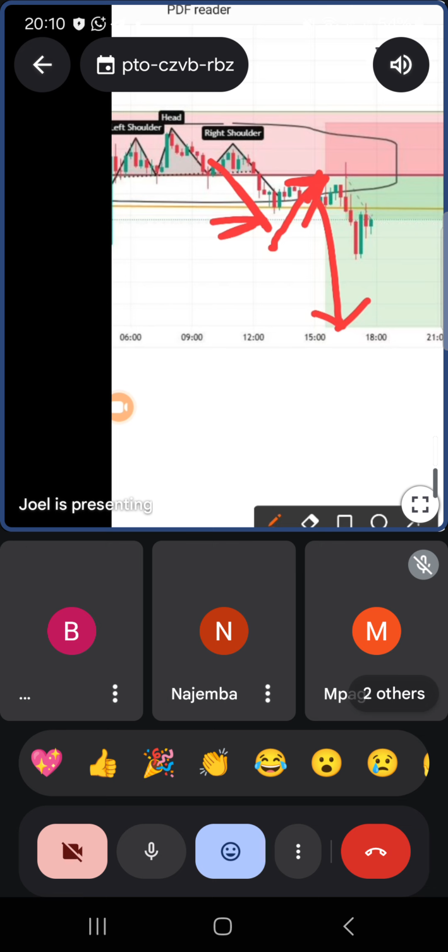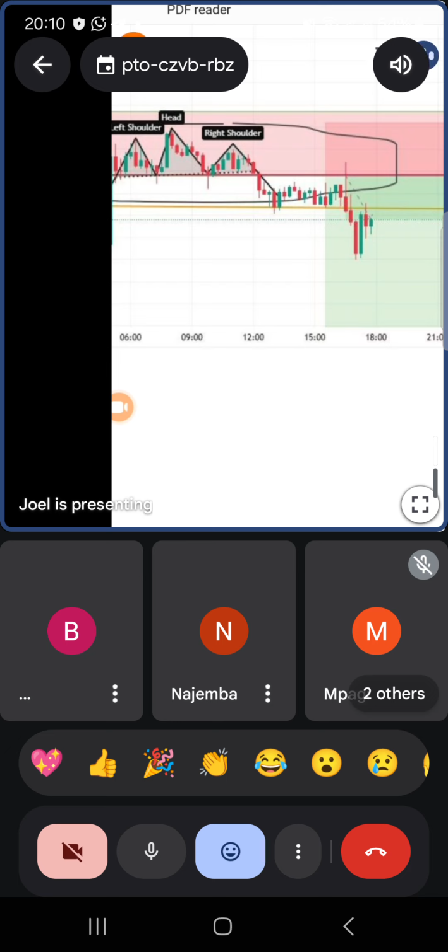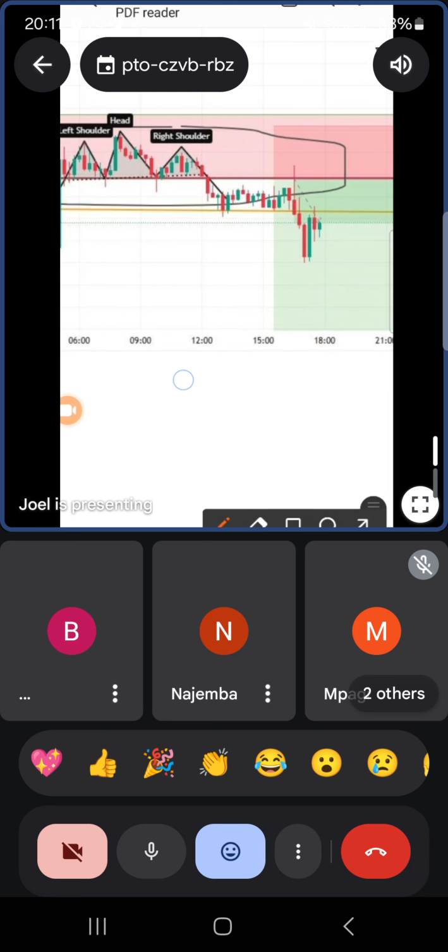So basically, this is how you trade double tops and inverse head and shoulders. Price will break the neckline and come back to the neckline, and before it touches the neckline, you have already placed your order before shorting. Then price will come back, touch your neckline, and continue going down. No hassle.